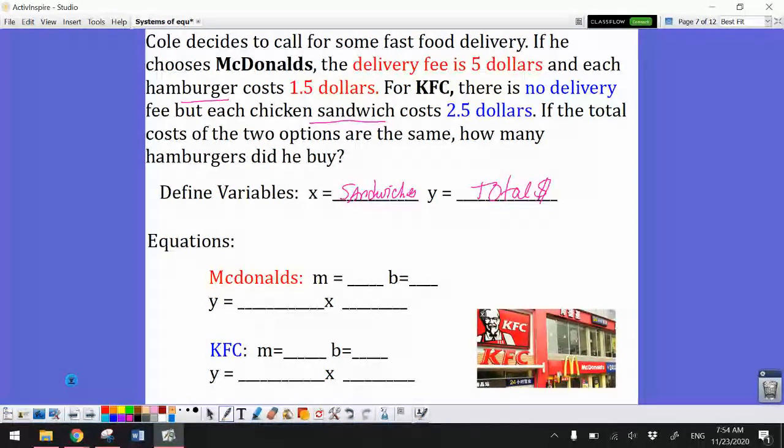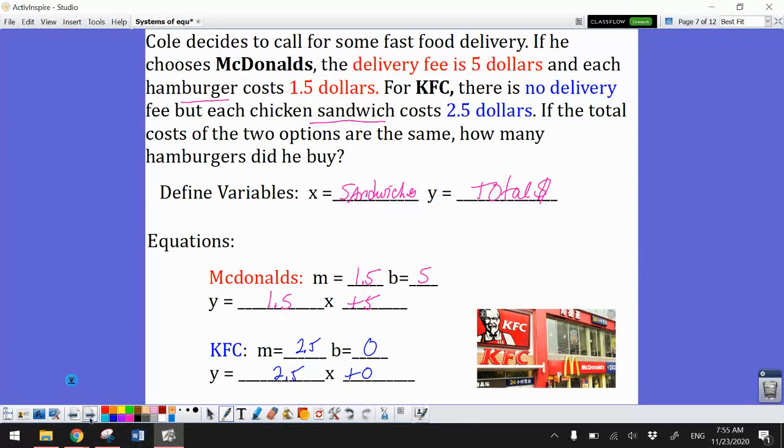All right, now let's write our equation for McDonald's. So I see that there's just a delivery fee of $5. Well, that's not going to change no matter how much I order. So the $5, that's my B, which means the 1.5 has to be my M. So my equation for McDonald's is y equals 1.5x plus 5. Okay, what about Kentucky Fried Chicken? It says there's no delivery fee. Well, that would mean that the B is 0 because they don't charge me any extra. But my M is 2.5. So I have y equals 2.5x plus 0. So I've got my two equations.